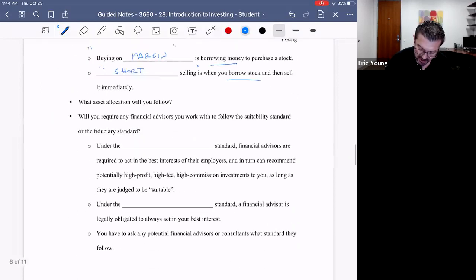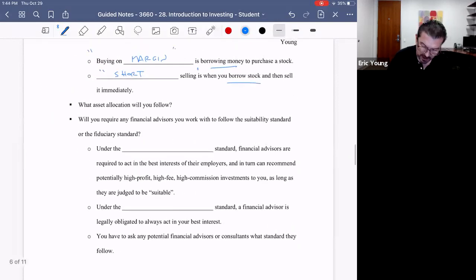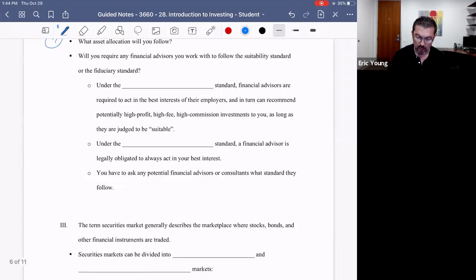Another question, this would be question number 7 in your investment plan. What asset allocation will you follow? Another question, question number 8, if you choose to use financial advisors, and you may or may not, but if you choose to contract with and utilize a financial advisor, will you require this person to follow the suitability standard or the fiduciary standard? This is something that amazes me, is not taught more often.